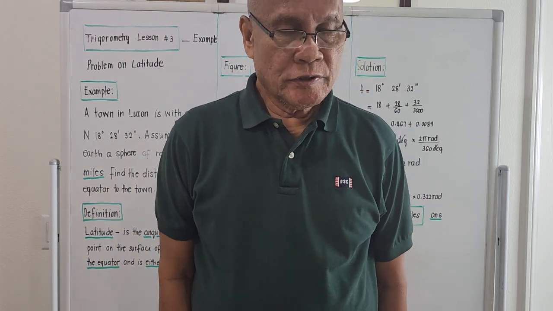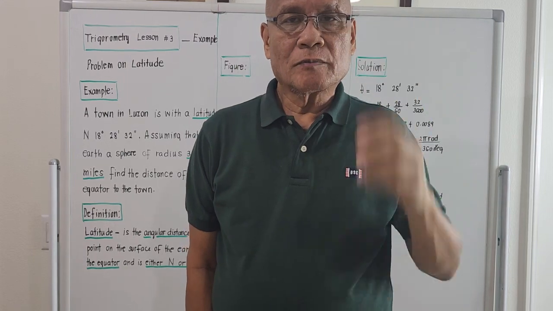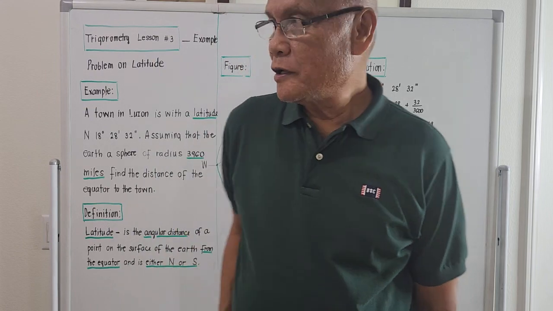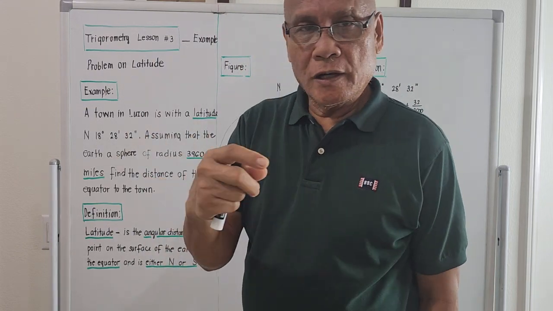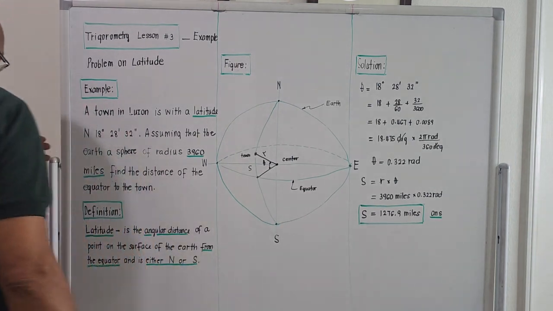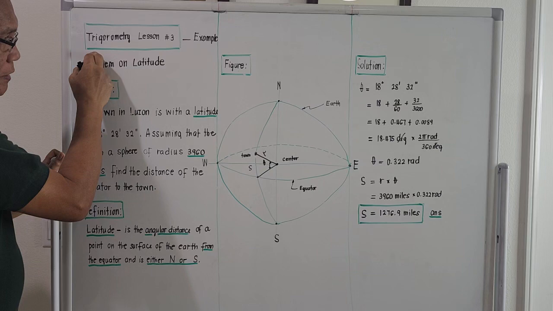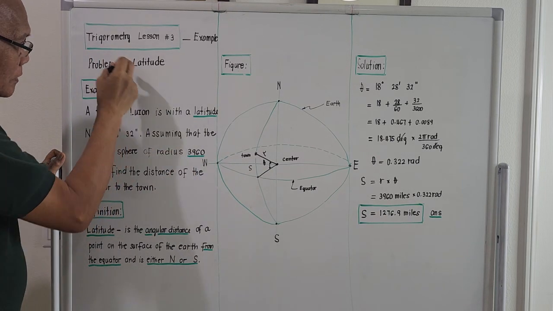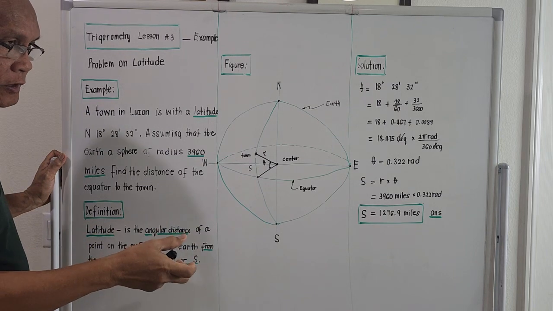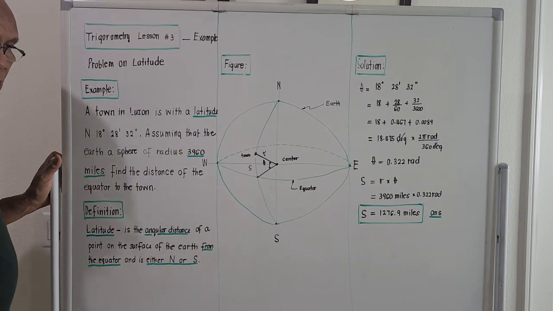My topic for this morning will be a continuation of my subject matter, trigonometry, and we are now on lesson number 3. Okay, let's proceed. Our lesson for this morning is trigonometry lesson number 3, and the title of the topic will be Example Problem on Latitude.